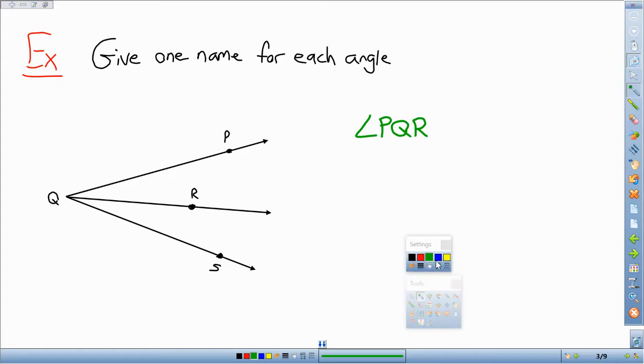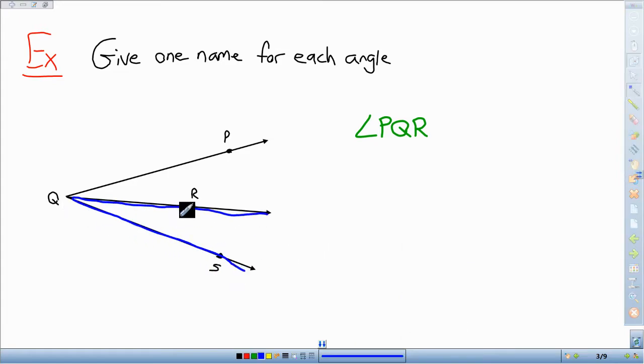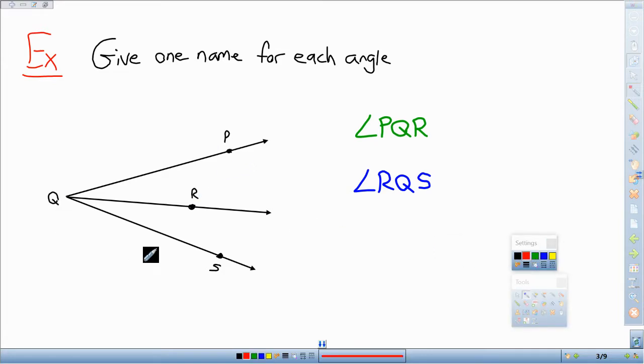Another angle we have here is the one on the bottom, this angle here, which we can call angle RQS. Okay, so there's two of them, but there's actually a third angle here. You might notice that we have an angle that makes up this entire thing. This whole angle right here, which we can call angle PQS.